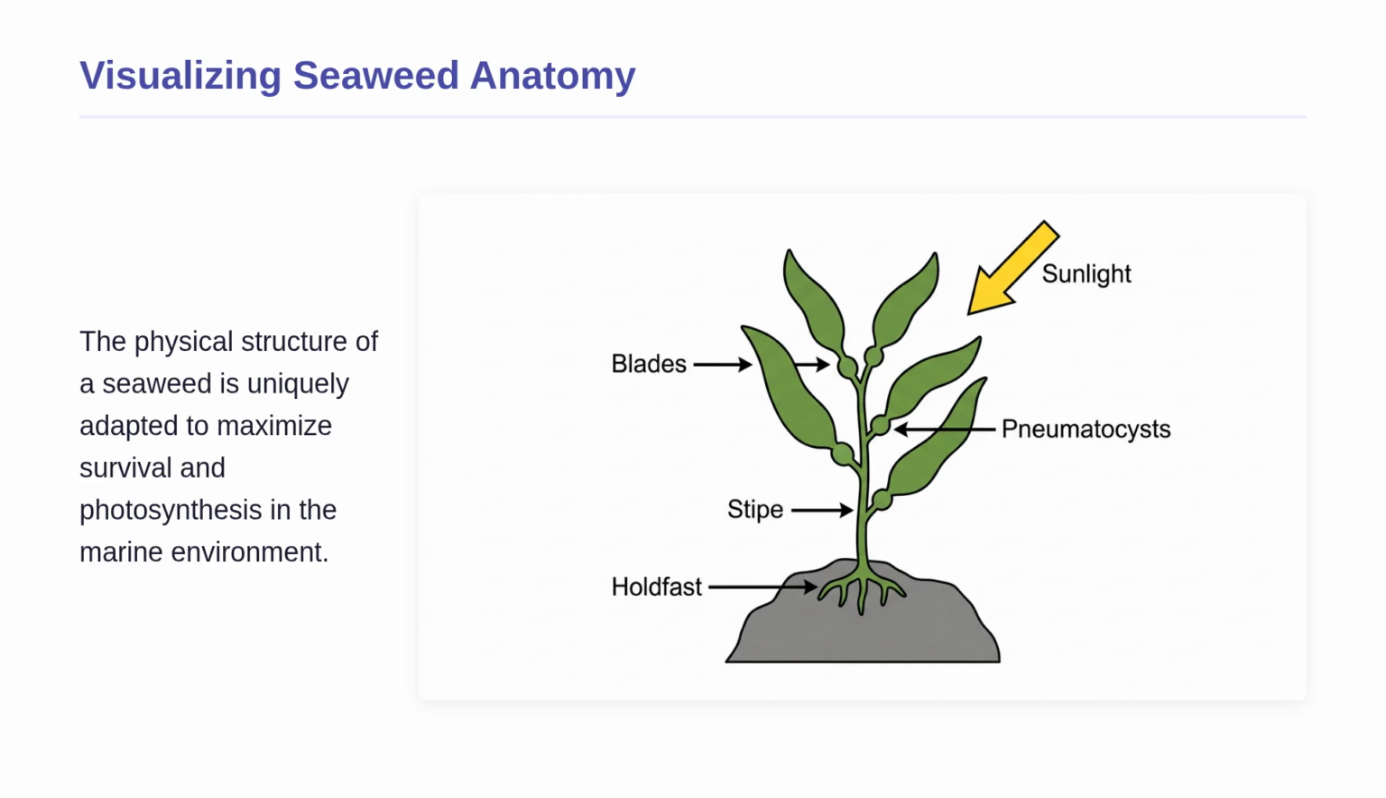To better understand these structures, let us look at a visual representation of a typical seaweed. At the very bottom, resting on the rocky seabed, you can see the holdfast gripping the stone. Rising from the holdfast is the slender stipe, acting much like a stem to elevate the organism toward the surface. Branching off the stipe are the broad, flat blades. You might also notice small bulb-like structures called pneumatocysts near the blades. These are gas-filled bladders that help the blades float near the surface to maximize their exposure to sunlight.